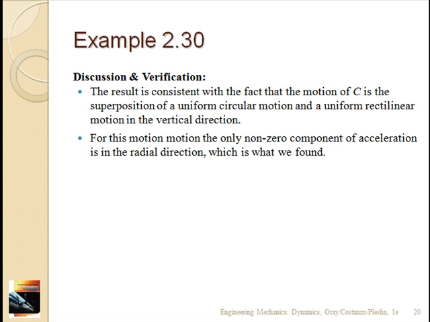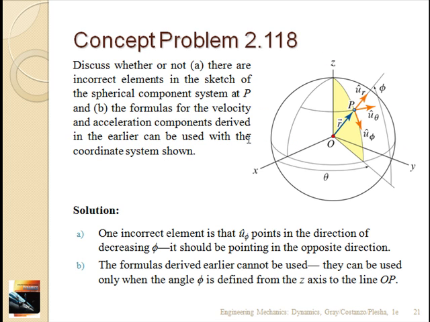Okay? So that's about it for 3D. There is one conceptual problem to discuss. There's this picture of a spherical coordinate system, and the question is, are there any errors in this picture? Well, you can pause this and think about it if you want, but the solution is down here. The main thing is that this polar angle phi is supposed to be measured from the z-axis, and if you measure it from the wrong axis, it throws everything off. So because of that, the formulas we derived would not be correct. All right, that's it for now.